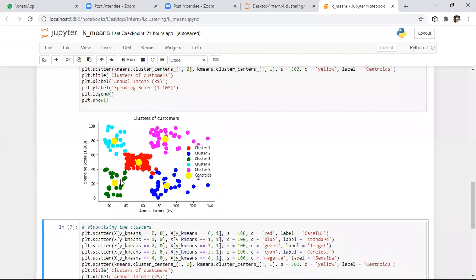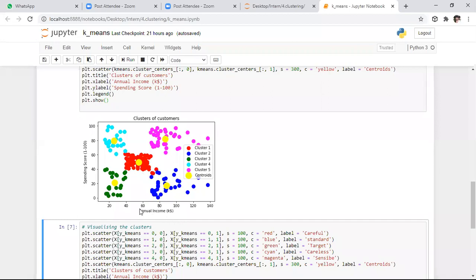Based on these clusters, based on these categories, we need to judge which person belongs to which category. We need to give some names to these categories. How to give names? Initially we have cluster 1. If you observe this cluster 1, these people are having good salary, in between 40 to 60 kilo dollars, and they are spending only 40 to 60% of their amount. They are saving the remaining money. That means they are very careful people. So I want to give cluster 1 the label careful people.